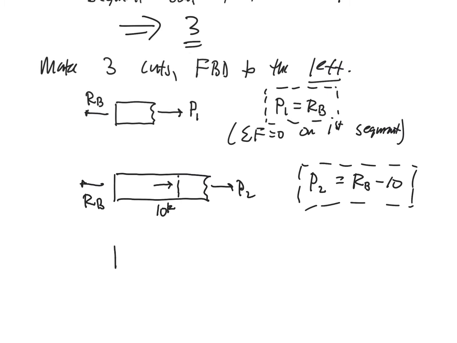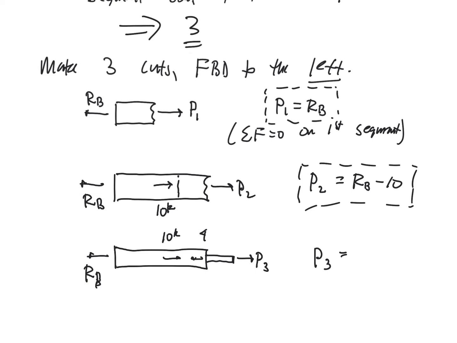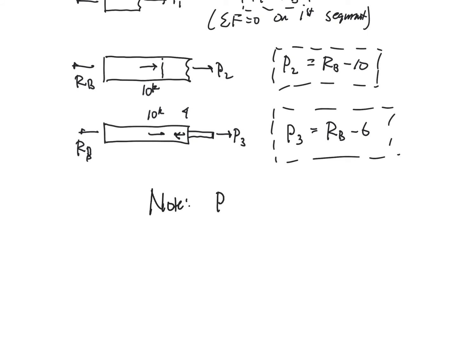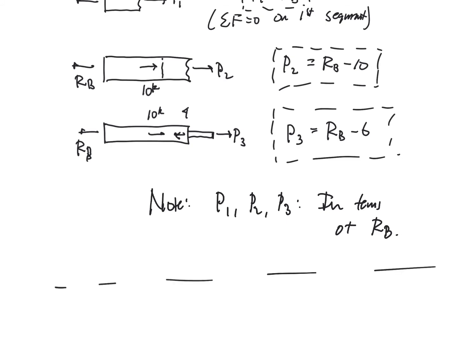And then finally our last one, where that whole bar is in there, and part of that last segment, that little squiggle. We've got RB. We have 10 to the right, and we have 4 to the left. Then there is our P3. Once again we do our statics and we find that P3 is going to be equal to RB, minus 10, and that 4 is going to the left, so we're adding back 4. That's going to be RB minus 6. So in each case, we have an expression for the bar force. And notice, every one has only RB. Note, P1, P2, and P3 are all in terms of RB, not RE. And that ends part 1 for today.